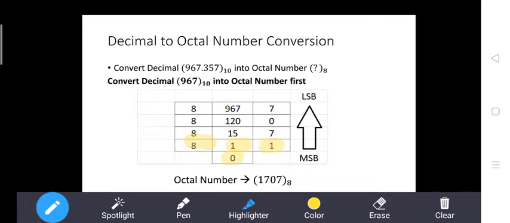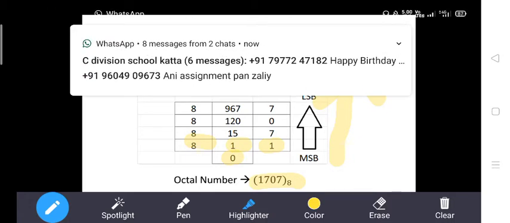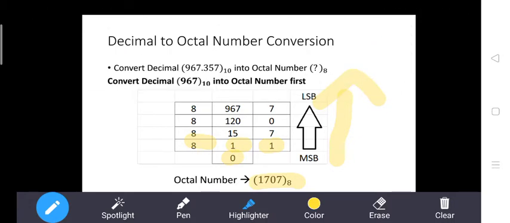So whatever numbers I get, I write them from MSB to LSB. So my correct octal number corresponding to 967 decimal is 1707 octal. I write it from MSB to LSB. So my correct octal number is 1707.